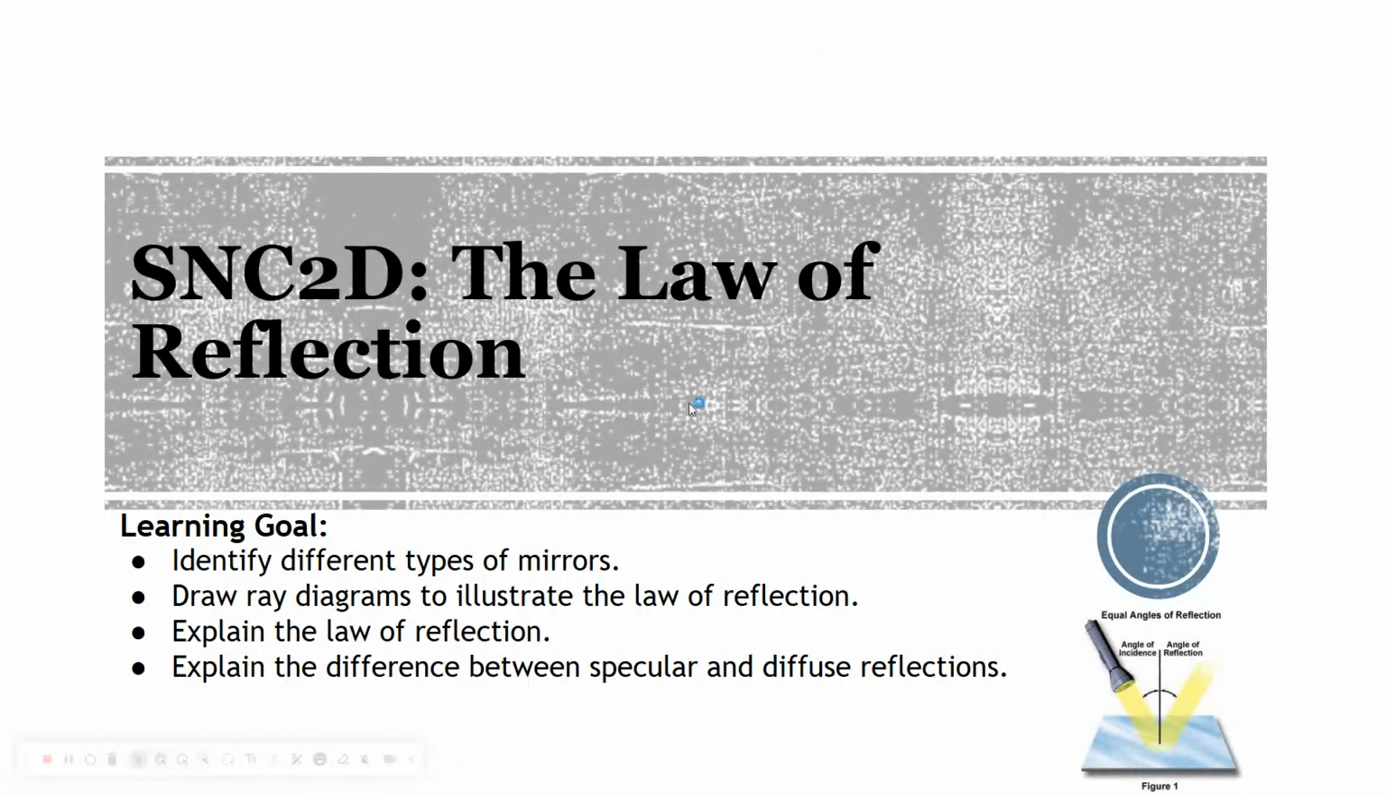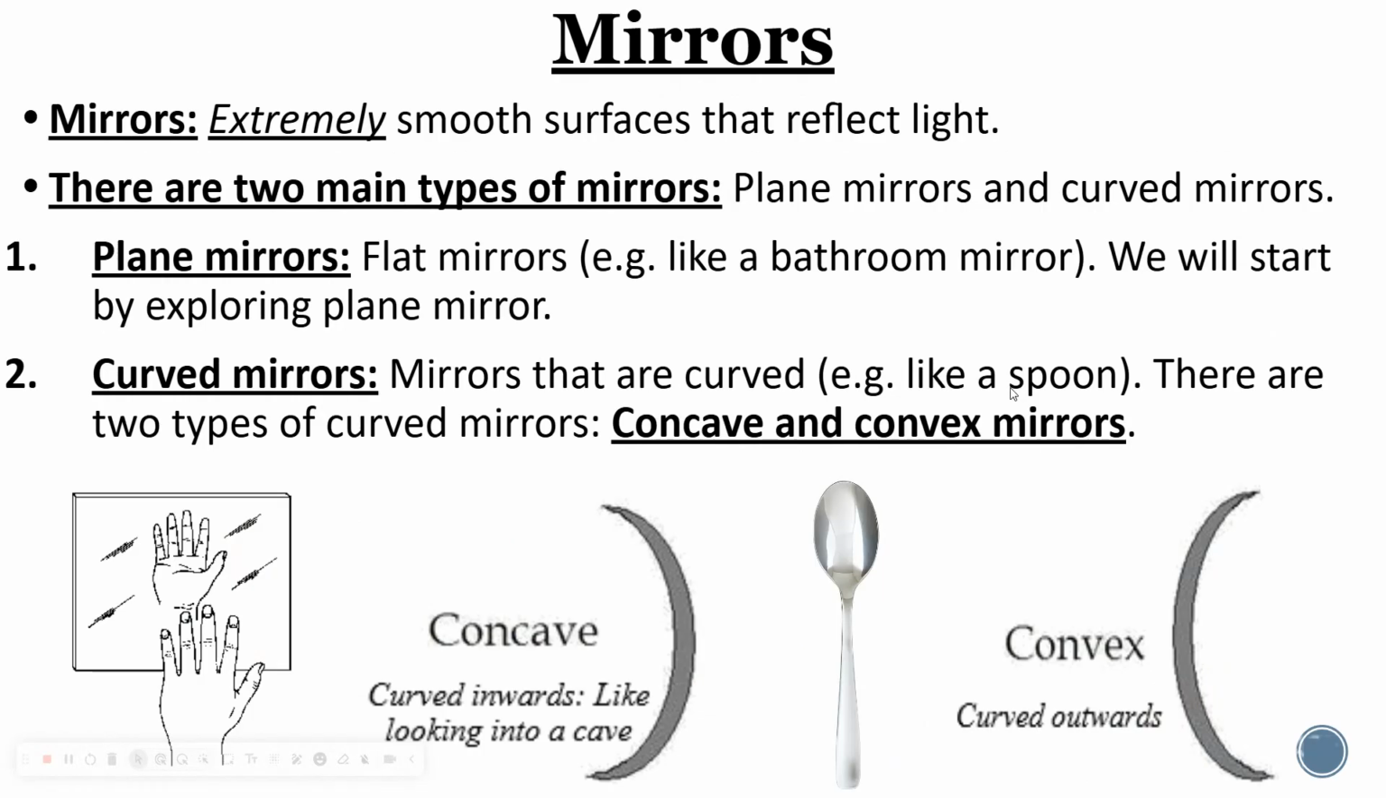In this video, we're going to learn about the law of reflection. In optics, we're going to study mirrors. Mirrors are very, very smooth surfaces that reflect light. So light hits them and then bounces off of them. And so there's two main types of mirrors we're going to study. We're going to study the plane mirrors and the curved mirrors.